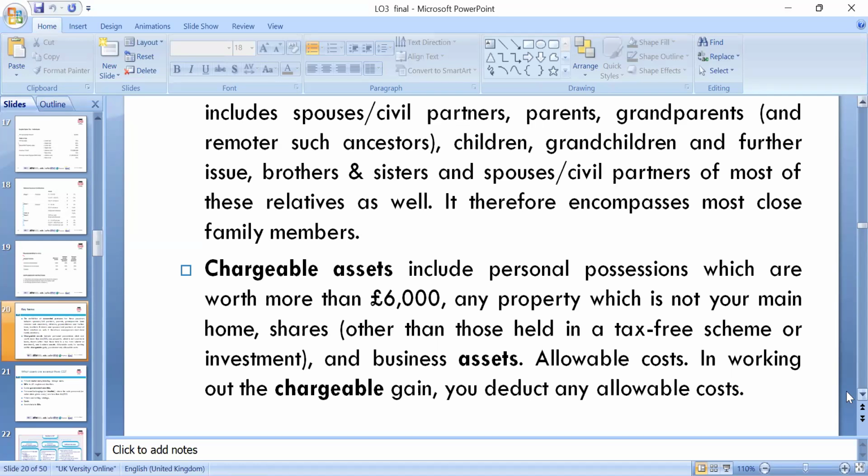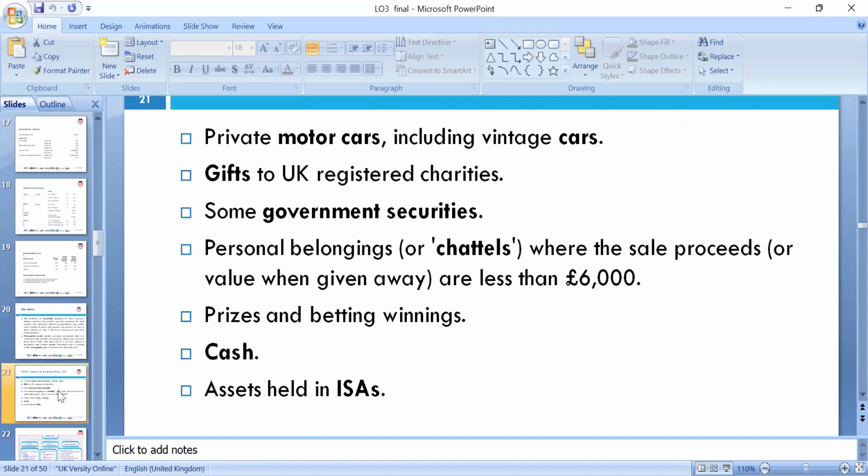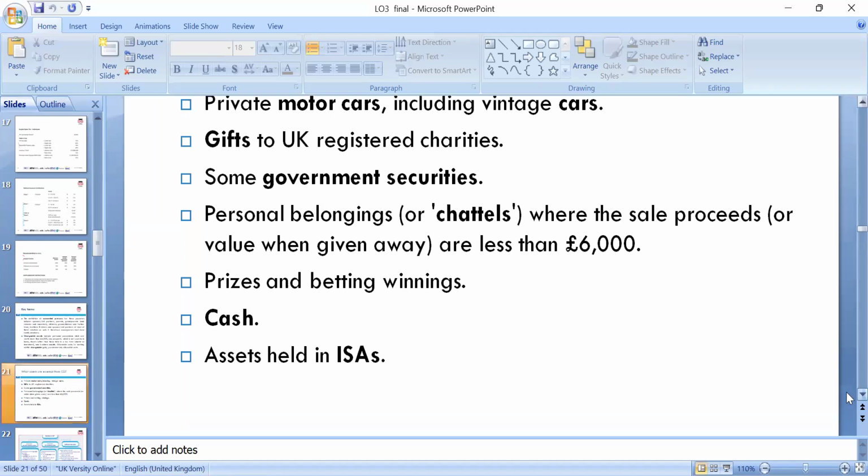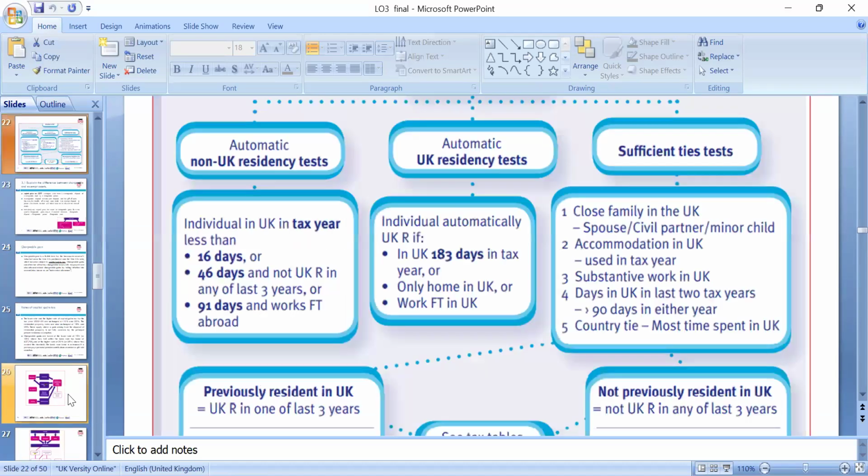Allowable cost: in working out the chargeable gain, you deduct any allowable cost. Guys, you have to focus on any allowable cost. The private motor car, including vintage cars, and gifts to UK registered charities or to government are exempt. The personal belongings, the chattels where sale proceeds or values given away are less than 6,000. The prize bonds and cash held we can assess according to the schemes which we need to follow.